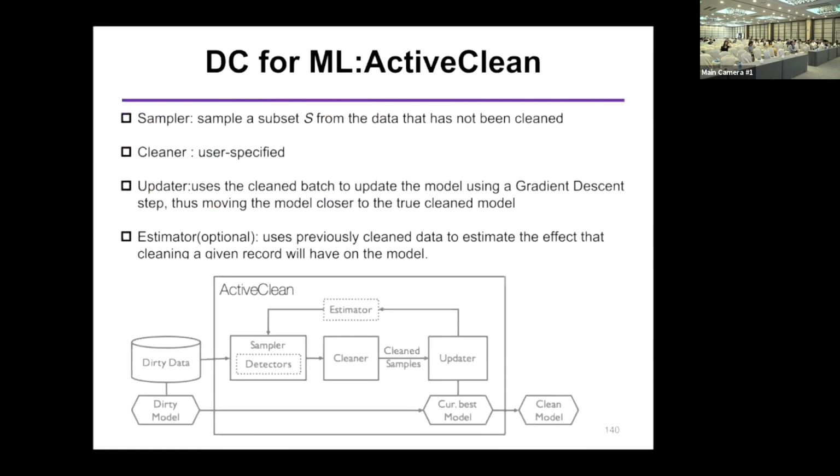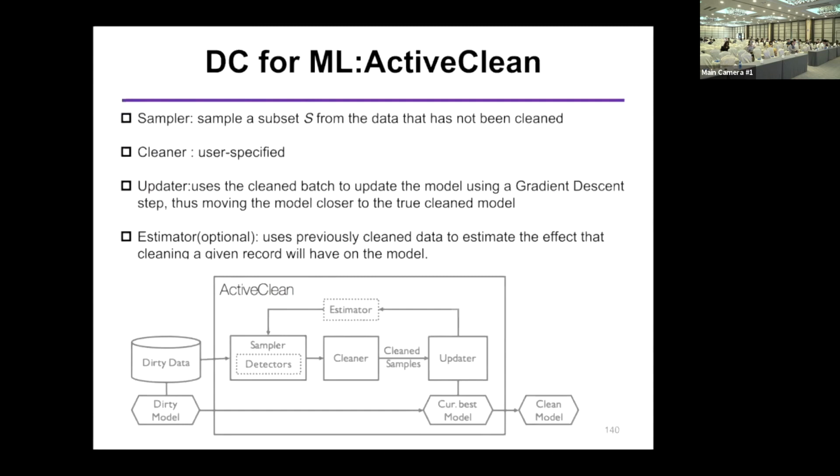So ActiveClean consists of 4 modules, which are the sampler, cleaner, updater, and estimator respectively. The sampler is utilized to select a batch of records to be cleaned, where the selection criterion is measured by how much improvement can be made after cleaning a record. That is the variation of the gradient. The improvement is computed by the estimator based on the current clean data.